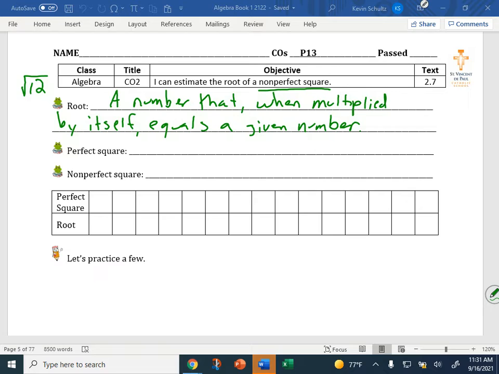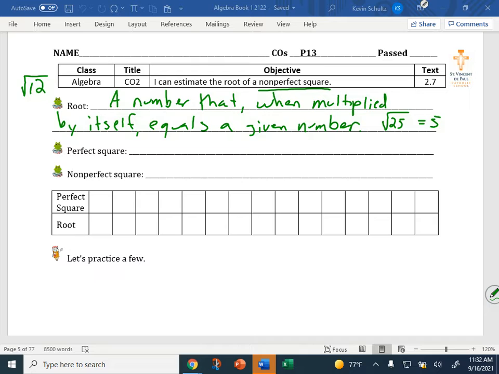Would 1 count as a perfect square? It is. Yep, because 1 times 1 equals 1. So if I ask you for the root of 25, what number times itself equals 25? 5. Thank you, 5, right? So 5 would be the root of 25, okay?